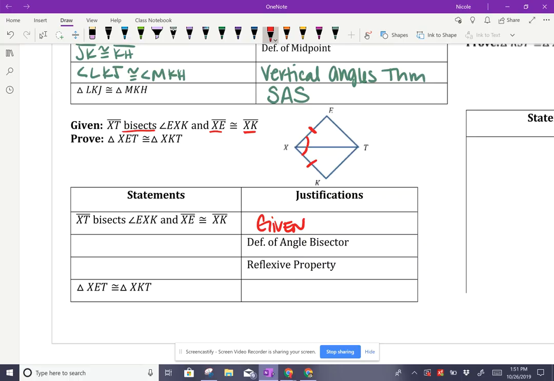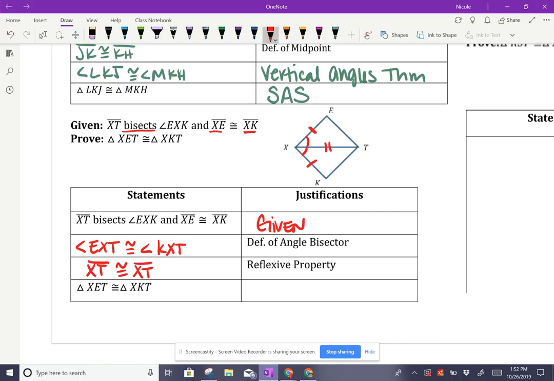So that tells me that angle EXT can be congruent to angle KXT. If you name them slightly differently, that's fine. You could say angle TXK and TXE. That works as well. And then reflexive property. Reflexive property tells us that something is congruent to itself. So looking at our diagram, what is congruent to itself? What is lined up with itself? Well, XT is lined up with itself. So I can say line segment XT is congruent to line segment XT by reflexive property.